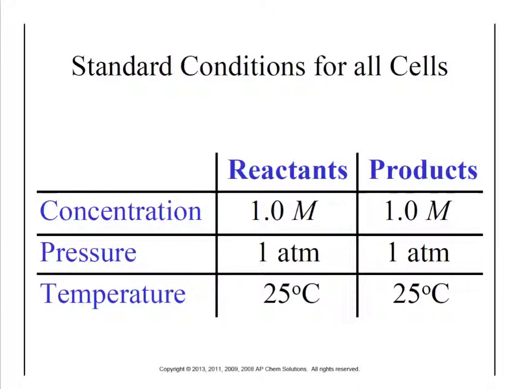Alright, so now we're going to learn how to calculate the voltage or the cell potential for a particular reaction. So if we combine this metal with this solution, how much voltage is going to be produced? Before we do that, we need to talk about standard conditions.